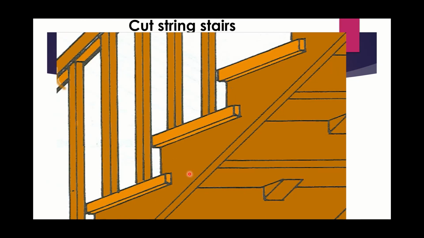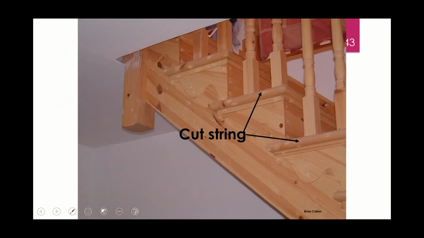This type of string design is called cut string stairs. What we've looked at so far is when this string, this piece of wood is completely, hasn't been cut, it's completely full and it's gone all the way up. That's called a closed string. This is what's called an open string or a cut string stairs. It's important to understand that as well.